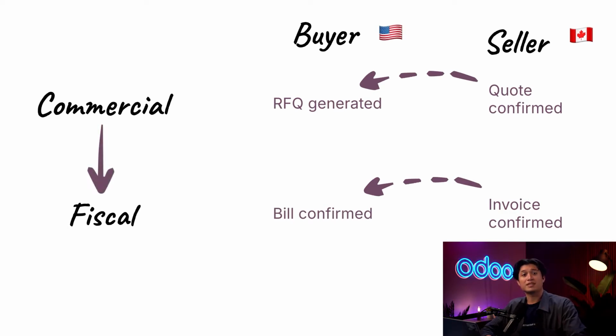Quick testing tip to test the entire flow, always start with commercial documents such as sales orders or purchase orders. When you confirm those, we can always push forward and create the linked invoice or vendor bill in the fiscal layer. The reverse isn't true. If you begin creating an invoice or bill, we can't easily back generate a sales or purchase order.